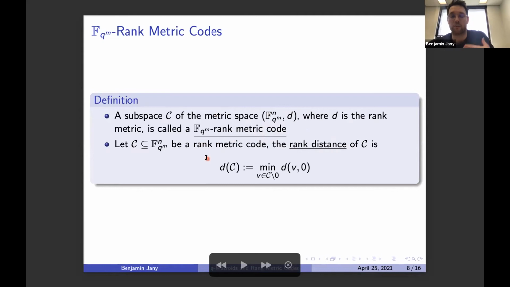Okay, so isomorphisms that preserve this rank distance. And those invariants will give us really nice properties for all applications of coding theory, which I won't get too much into detail about. But one of the most famous invariants is the rank distance of a code C. And the rank distance is just the minimum distance from any non-zero element in our code to the origin.